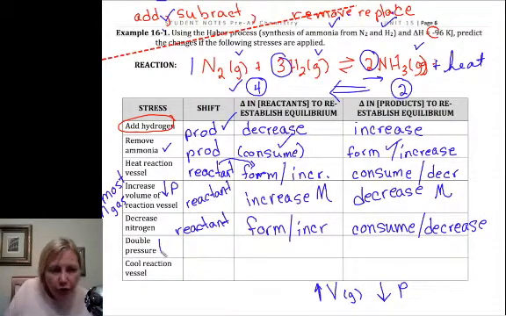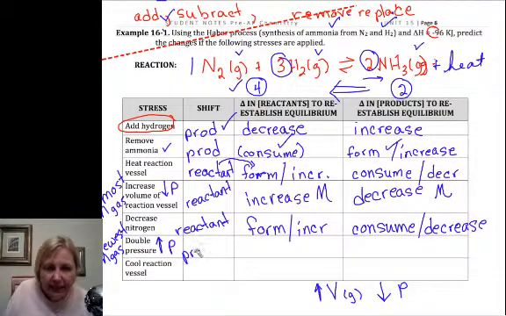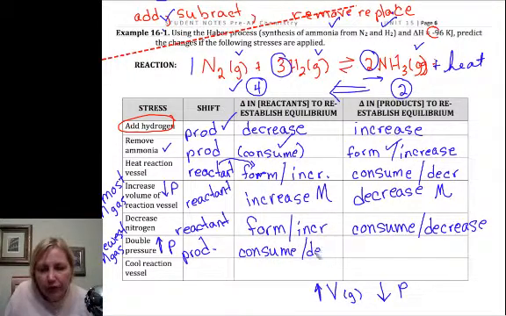If you increase the pressure, remember you want to go to the side with the fewest moles of gas, and that's our product side. So that means we're going to consume or decrease our amount of reactant, and we're going to form or increase our amount of product.